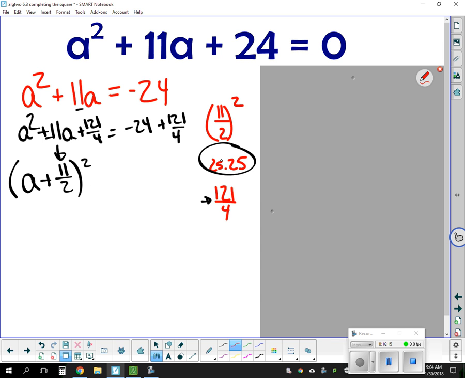Is it 30.25? Sorry, 30.25. See, that's why I just like my fraction. Fractions are better. Is everybody okay with the shortcut? Because I don't want to have to factor it in either decimal or fraction form. Take the shortcut. All right, negative 24 plus 121 over 4.